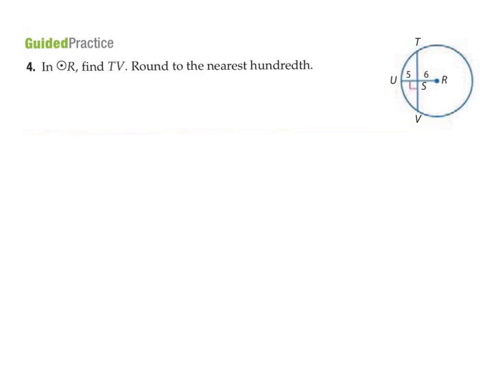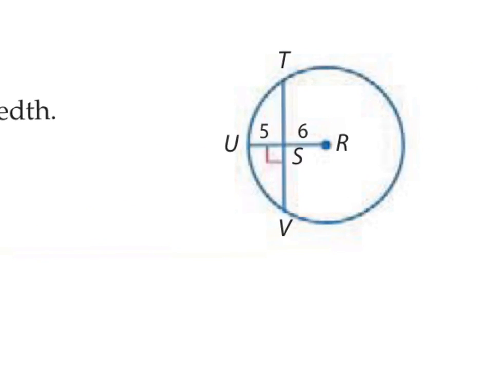All right, so here we're trying to find the length of TV. This is 5 and this is 6. Let's see, if I draw a right triangle here, and if I solve for x right here, then I can double x, and then I can get the length of TV. So let's see if I can solve for x.